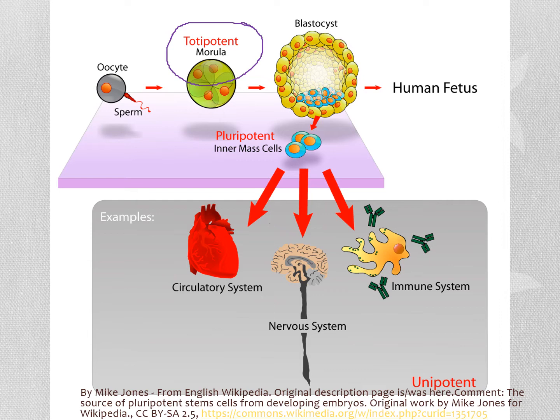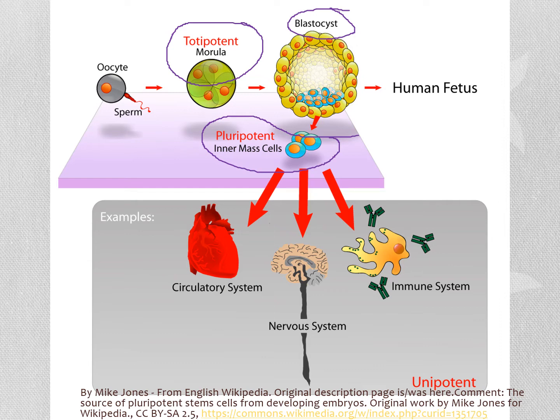But then once you get to the blastocyst stage, now you've kind of picked your path. Either you're going to become part of the placenta or you're going to become part of the fetus. Those inner cell mass cells are what we call pluripotent. Pluri is in plural, as in many, because they can still become many different things, right?